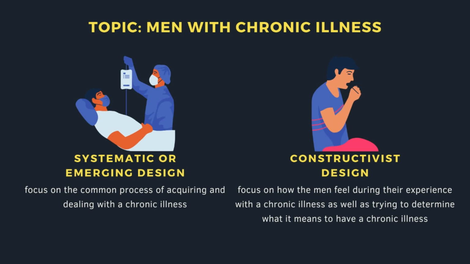For better understanding of these types of grounded research design, here's an example. If we conducted a study on a man with chronic illness, the results would vary depending on the grounded theory design that we use. If we use systematic or emerging design, we would focus on the common process of acquiring and dealing with the chronic illness. However, if we use the constructivist design, we would focus on how the men feel during their experience with the chronic illness, as well as trying to determine what it means to have a chronic illness.